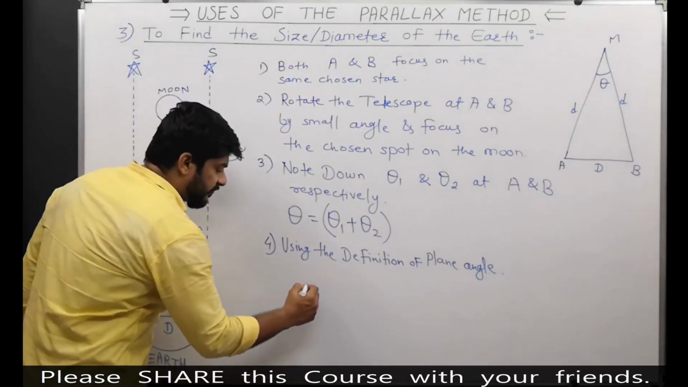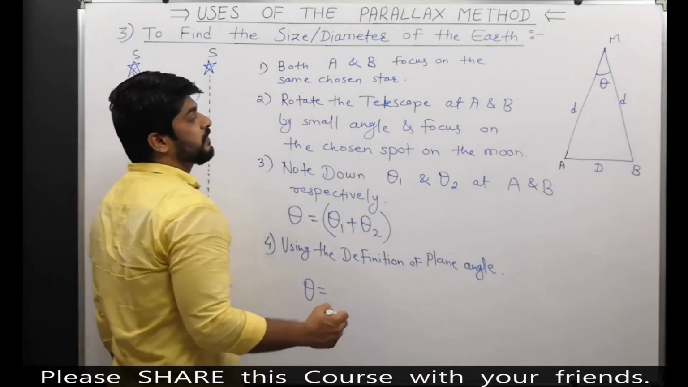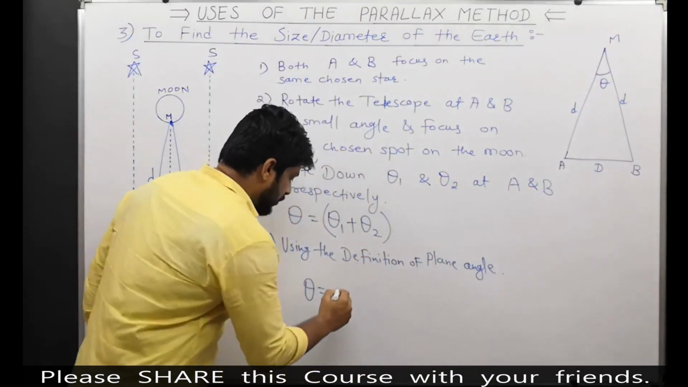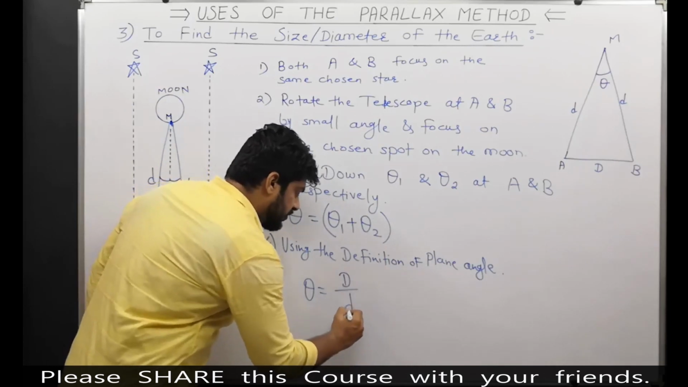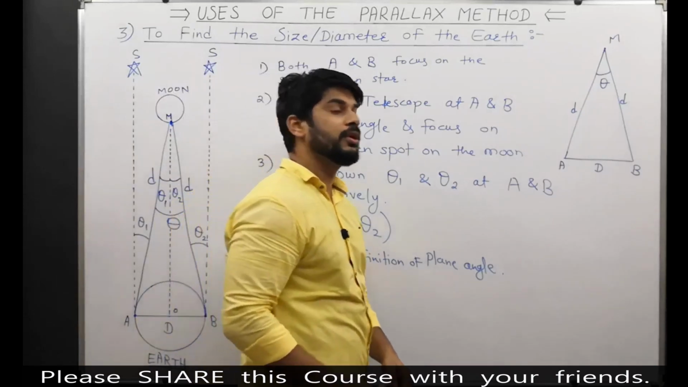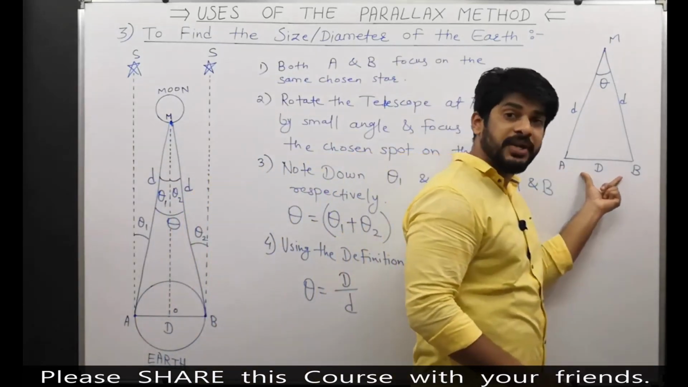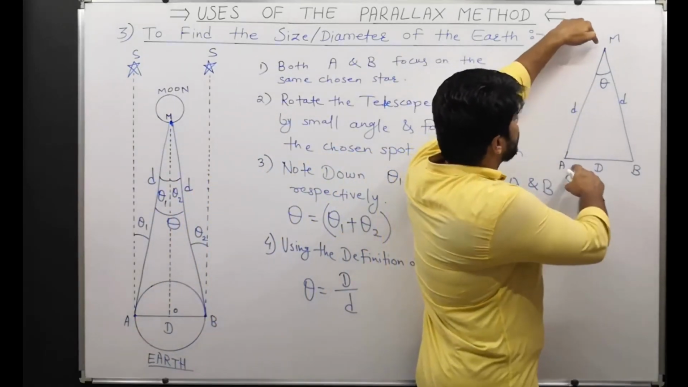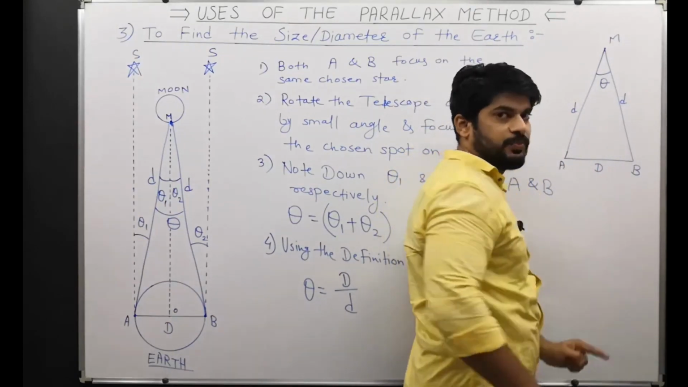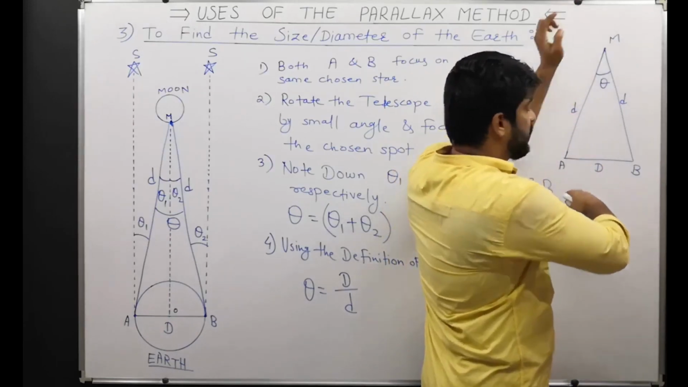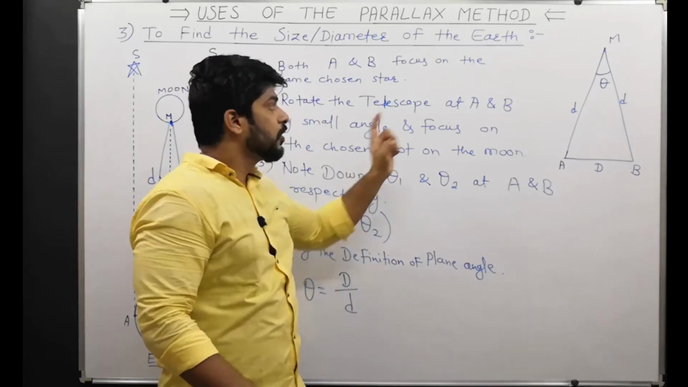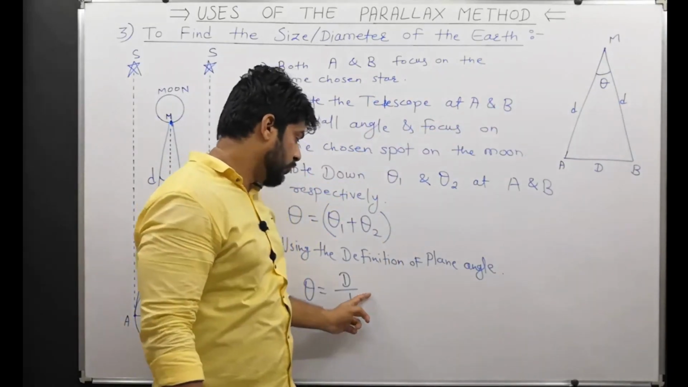Plane angle is defined like this: theta is equal to this opposite upon this adjacent. Again, I would tell you that this definition works only when this distance, the diameter, is very small in comparison to this distance. Only then can we use this definition of plane angle.